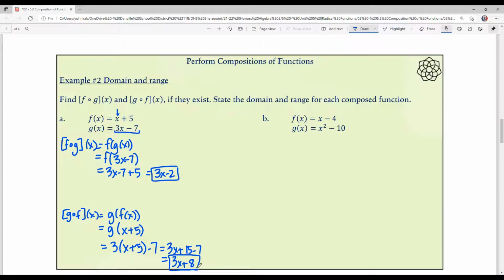Now it says to find the domain and range for each composed function. So the domain and range here, and the domain and range down here. Well, this composed function f circle g is a linear function. Linear functions, by definition, have a domain of all real numbers and a range of all real numbers. G circle f is also a linear function, which means it has a domain of all real numbers and a range of all real numbers.